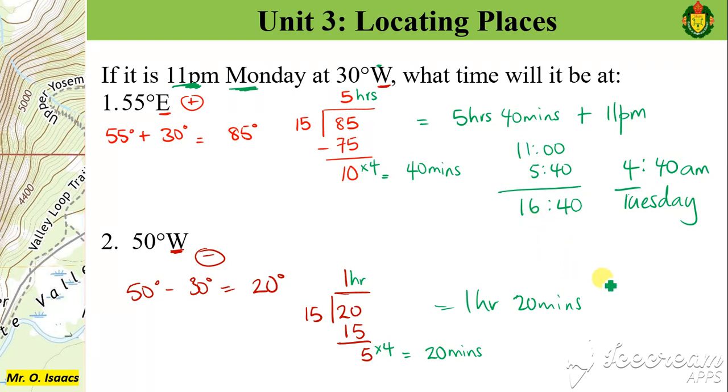Right? So again, we're going to add time. So I'll add that to the 11 p.m. and we're going to be left with 12:20 a.m. Again, this will be Tuesday. And that's how you calculate time using odd numbers.